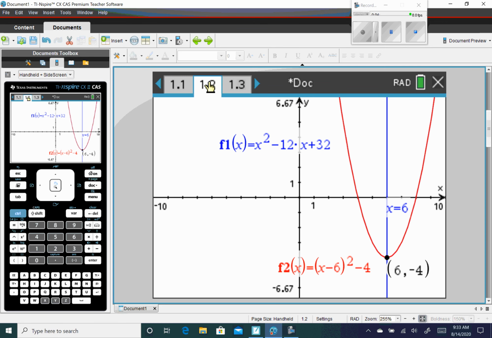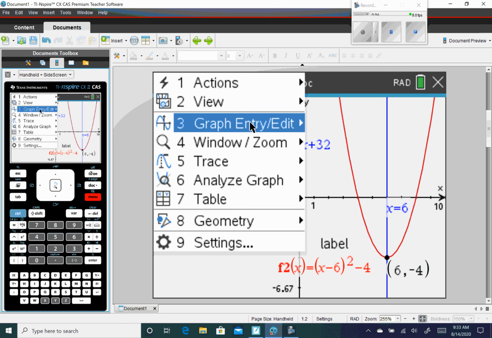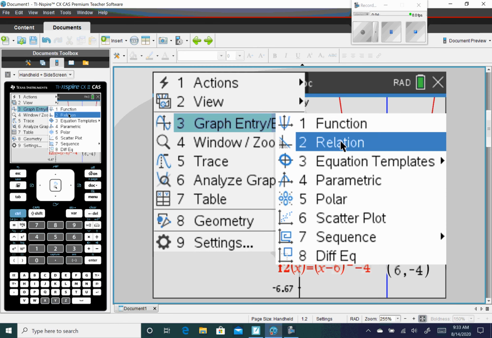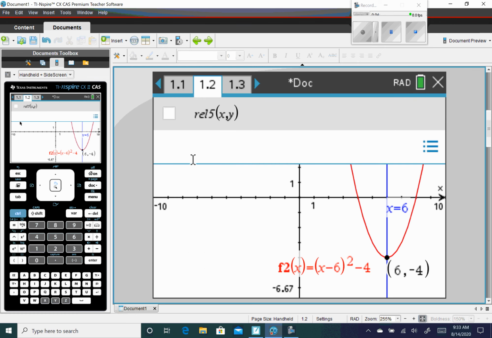Okay, so notice I have both functions already graphed here. If you're not familiar with it, all you have to do is hit tab after you graph one, and then you can type in the other one. In order to graph the vertical line here, I just went to menu, then graph entry edit, and then relation, and that allows me to type in vertical lines.